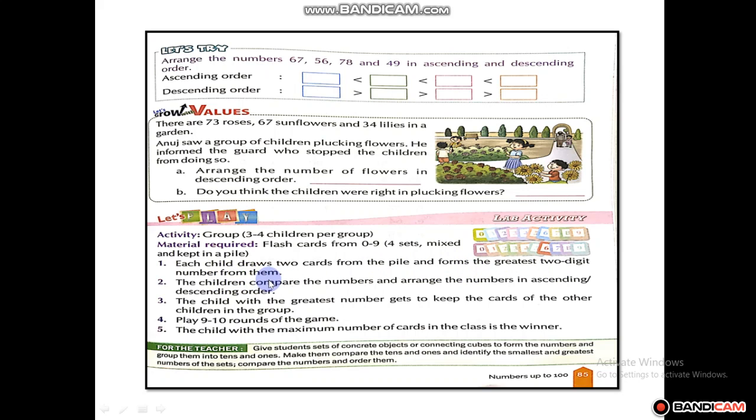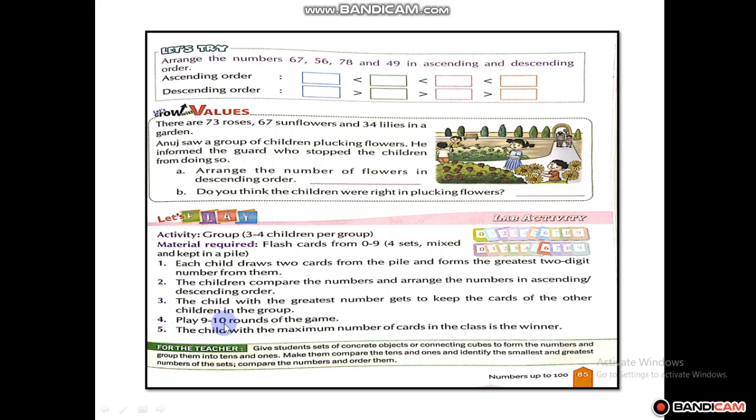If you pick up 3 and if you pick up 8, you have to form the greatest number, that is 38 or 83. So 83 will be the greatest number. In this way you can form. The children compare the numbers and arrange the numbers in ascending or descending order. The child with the greatest number gets to keep the cards of the other children in the group.